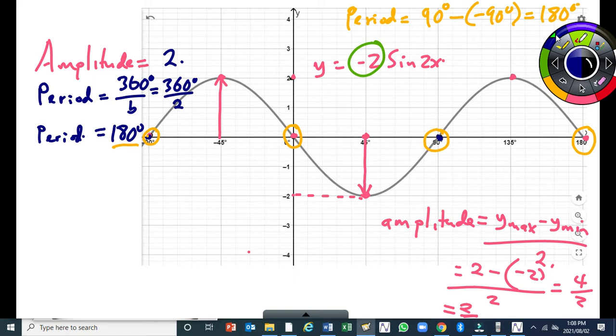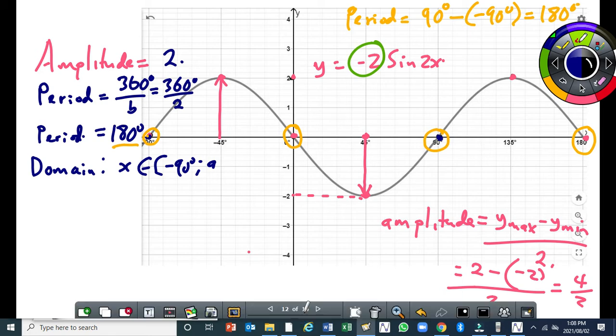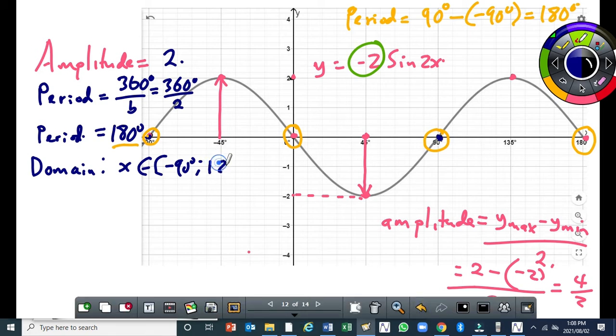Then let's talk about the domain. Now the domain, it's already given. We are sketching the graph from minus 90 degrees to 180 degrees.